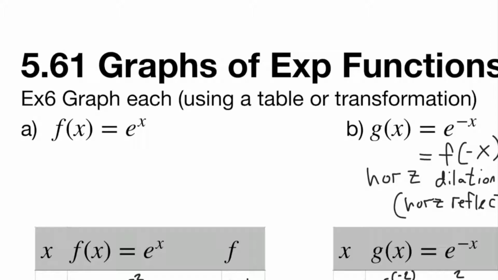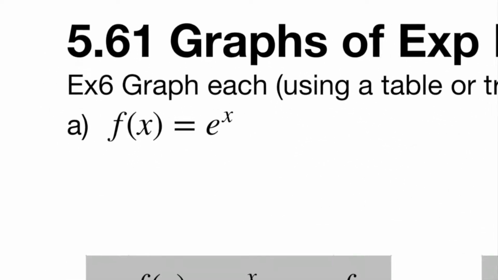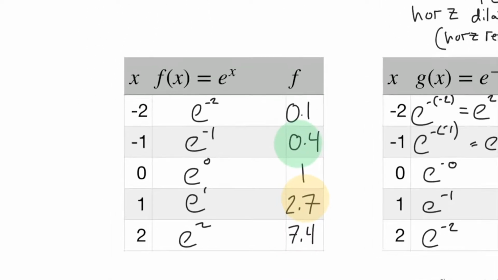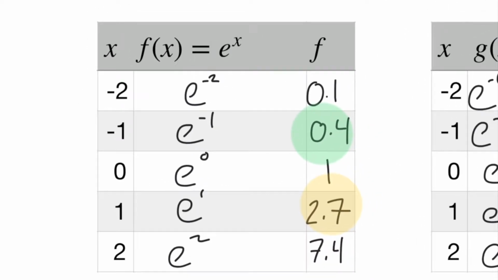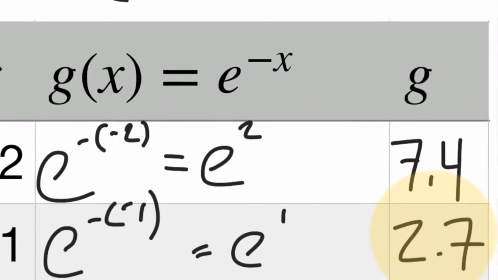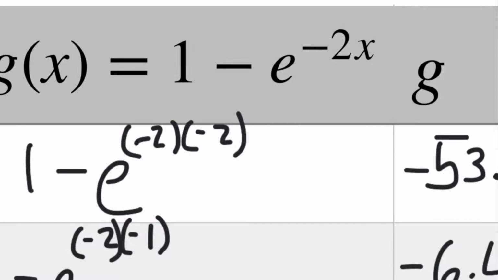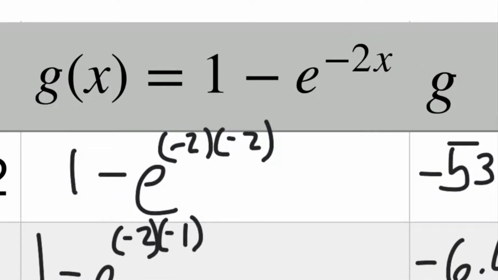Welcome to day 1 of 5.6, Graphs of Exponential Functions with base e and applications. Check this out, we've got example 6. We're going to graph each of these. Basically, I'd like to introduce you to your newest parent function, f of x equals e to the x, and we're going to have variations on that: e to the negative x, e to the negative 0.5x, and 1 minus e to the negative 2x.